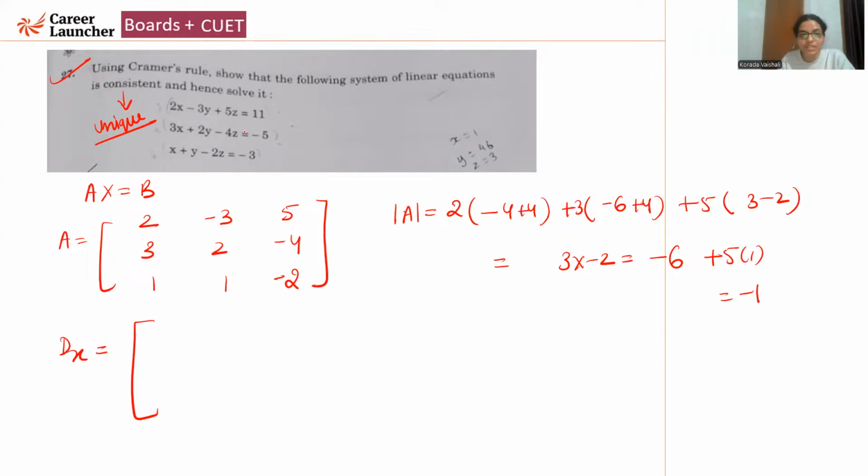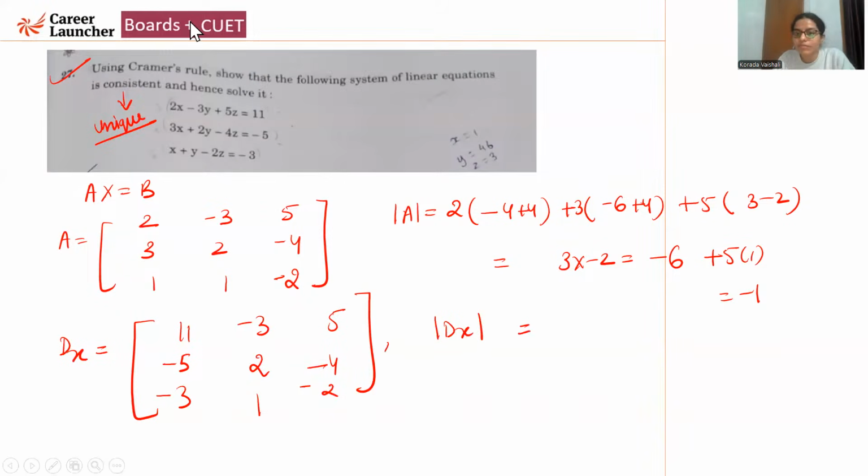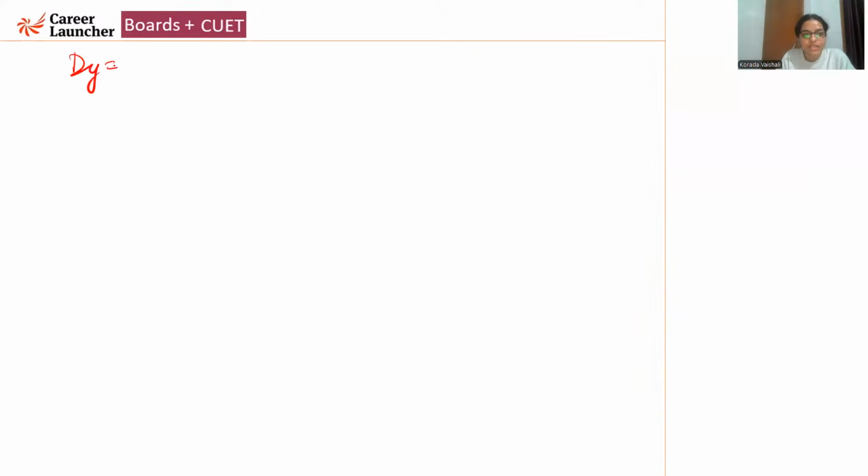So I'm going to replace the first column with 11 minus of 5 minus of 3, and rest of the portions are going to remain the same. Now calculate the determinant of Dx, and let's see how much are we getting. So after calculating this value should come out to be -1. So it means x की value हो जाएगी determinant of Dx by determinant of the above ones, which is going to be giving us the value of x. Now let's calculate the value of Dy. अब Dy की value देखते हैं.